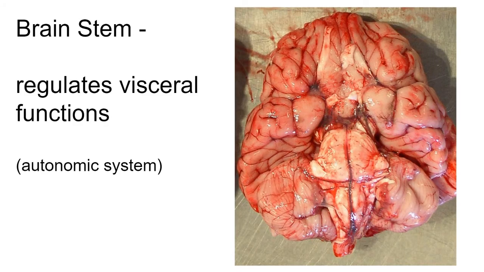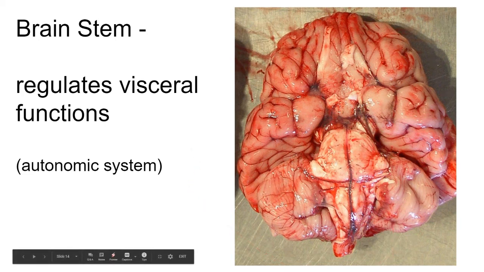And finally, the brainstem. It regulates the visceral functions of the autonomic nervous system. So this is going to be things like your involuntary movements. It's going to be breathing. It's going to be blinking. It's going to be your stomach digesting stuff. It's things that go on that you don't have to tell your body to do. So the brainstem is going to be this part here.